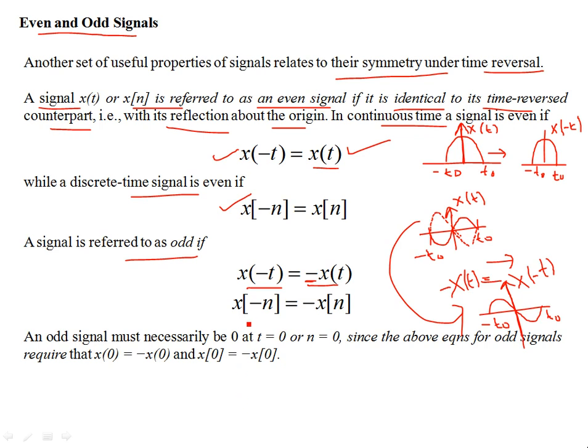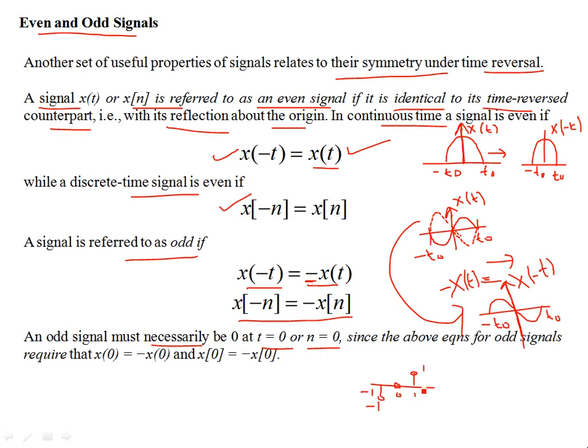The same analogy holds for discrete time sequences. An important constraint that comes with odd signals is that an odd signal must necessarily be 0 at t equal to 0 or n equal to 0. For example, consider a signal like this, which is an odd signal. I'm going to cook up an odd signal like this. This sample has to be 0. This could be 1, this could be minus 1.